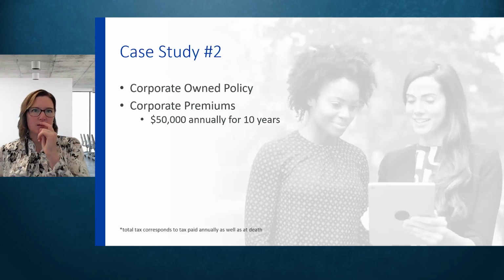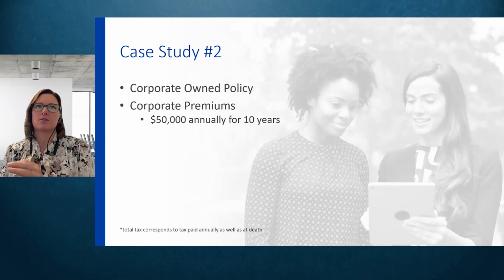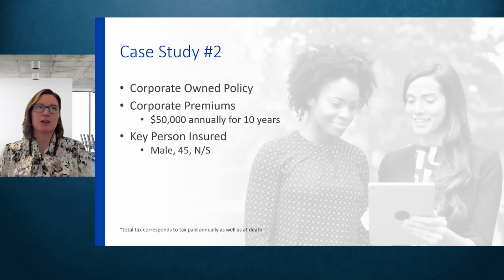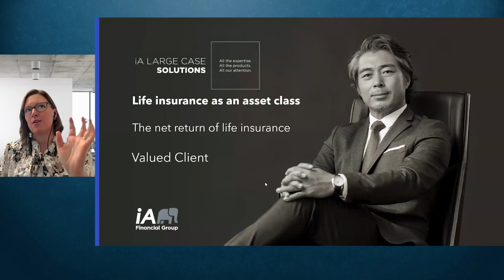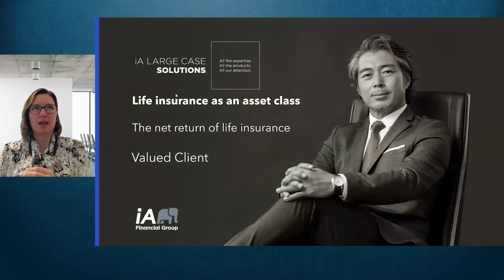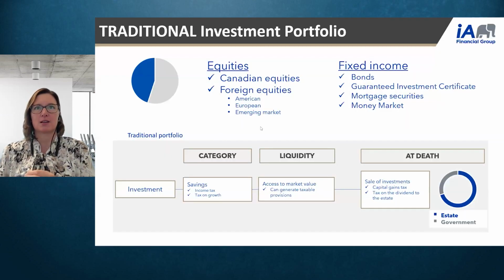This is actually a case that I was working on earlier this year. There's a client who is doing $50,000 of annual premium for 10 years time, a 45-year-old male, he's non-smoker. And this is the first slide of the client concept presentation that we'll have. So it's looking at the concept for life insurance as an asset class.